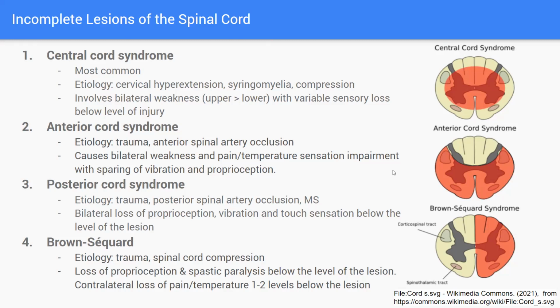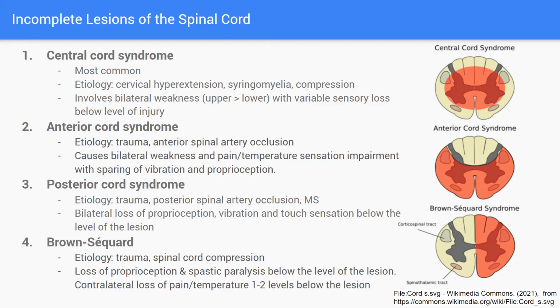And while there isn't an image for it here, you can imagine a posterior cord syndrome where the exact opposite is the case, where both posterior spinal arteries are perhaps occluded. Other etiologies include trauma or multiple sclerosis. And here you would have bilateral loss of proprioception and vibration below the level of the lesion, with a sparing of motor function as well as pain and temperature sensation.